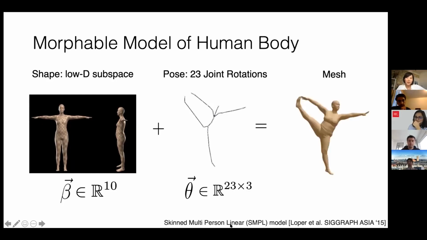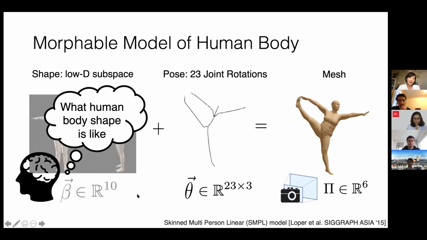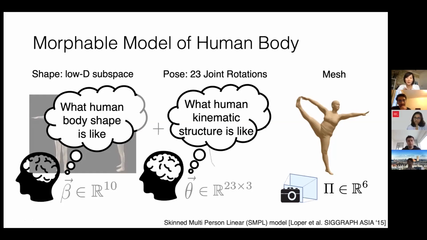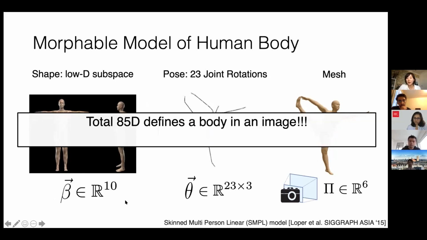When you join them together, you can use this graphics technique called linear blend skinning to deform the surface of the shape according to the articulation, and then you can actually model any kind of approximated body and the shape of a person. We're always taking a picture, so let's also throw in the 6 degree of freedom camera over there. But then when you add all of these parameters, it's really just 85 numbers. Okay, so the first is knowledge on what human body shape is like and what human kinematic structure is like. And when you combine the numbers, it's really 85 numbers that define the body in the image.